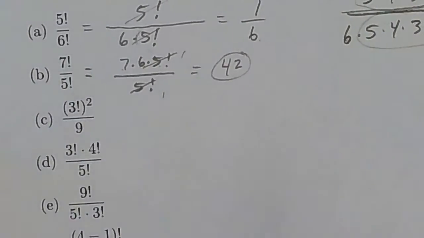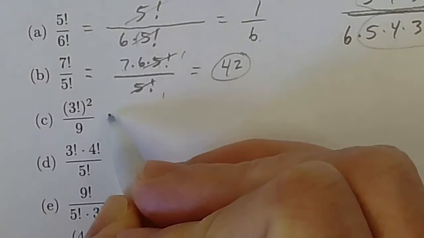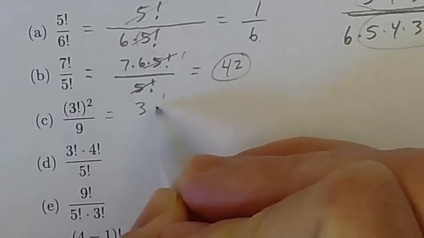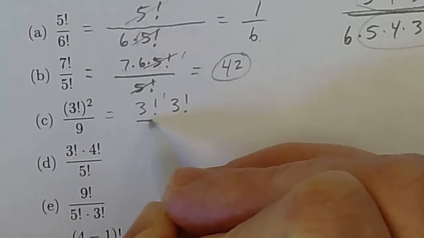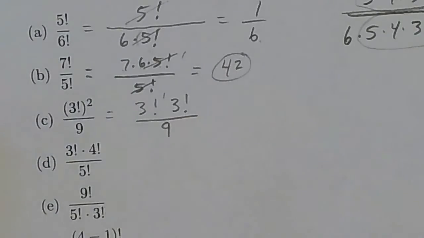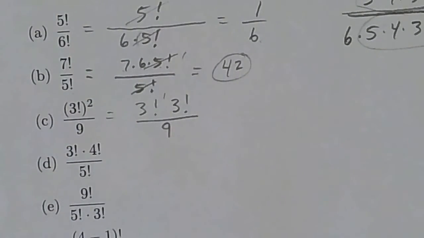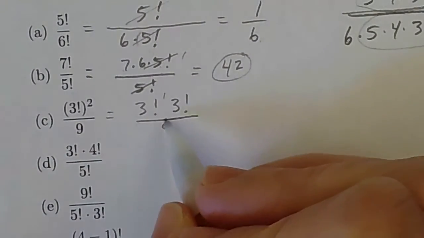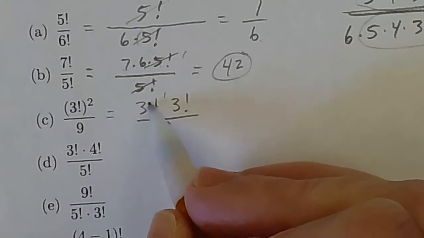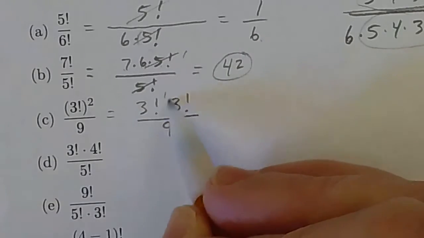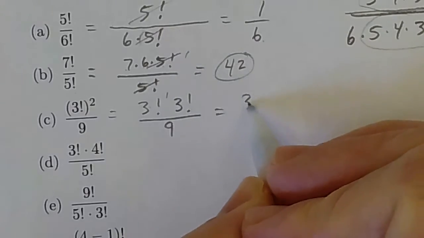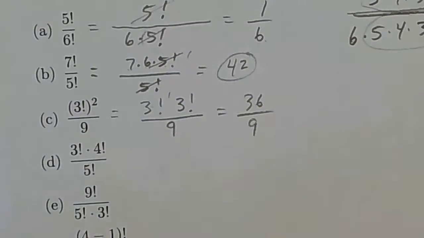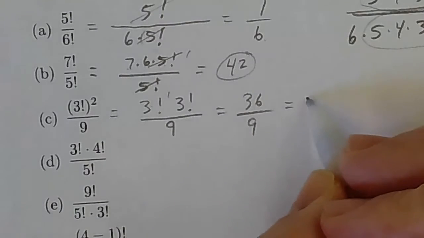C, this one's a little bit different. We're squaring it, so just write it like this. If you square a number, it simply means 3 factorial times 3 factorial, all over 9. Now, the bottom's not 9 factorial, so this one, you can probably just use your calculator or just your brain, right? This just means 3 times 2 times 1, so that's 6, and this is 6, okay? So 6 times 6 gives me 36 over 9, which simplifies to 4.